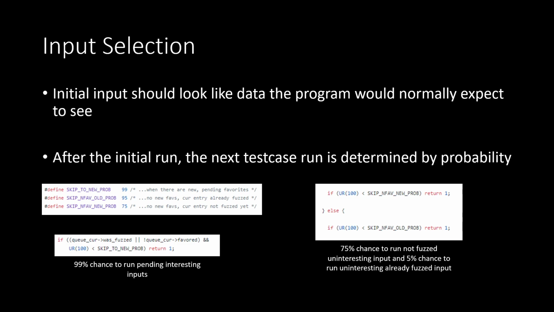But there are cases in which you don't have anything interesting in the queue yet. And so you need to separate the time that you run and decide what test case to run. And so AFL chooses to separate it in this way. So 75% of the chance, if there's nothing interesting in the queue, we're just going to run something that hasn't been run already. And then 5% of the time, we're going to run an uninteresting input that has already been run. So we're sort of double dipping there. And you can get away with that because there is some non-determinism, which I'll talk about later. But that's the breakdown. And this is our first improvement that could be made.